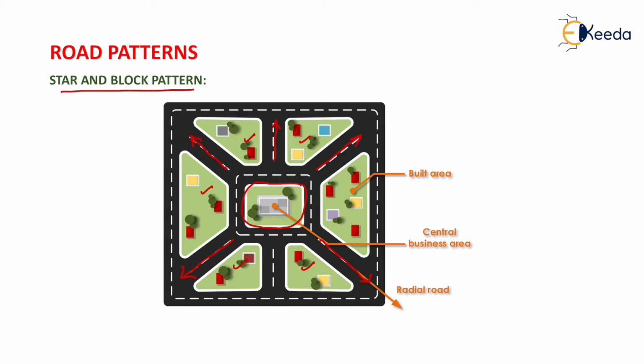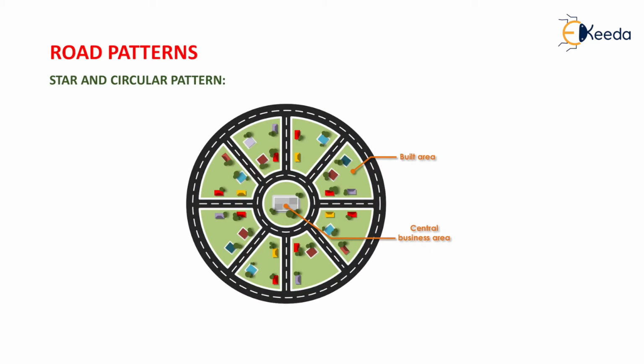So we keep the central business area at the center point so that it will be connected from all the radial roads. Now the next one is the star and circular pattern. In the star and circular pattern we again keep the business area in the central portion, and near this business area we construct the various residential areas, which is known as built area like this. Now these roads are known as radial roads, but they are provided in circular pattern form, so it is known as star and circular pattern, and it is generally used in the road network of Connaught Place in New Delhi.